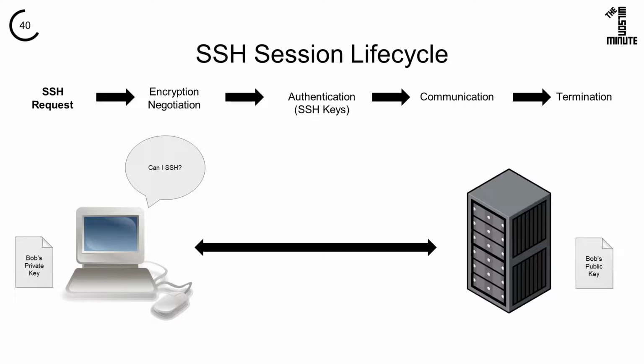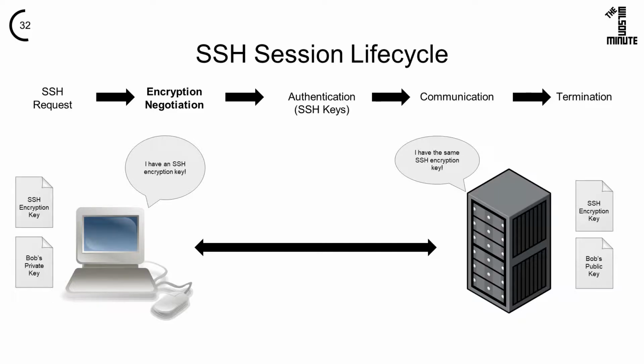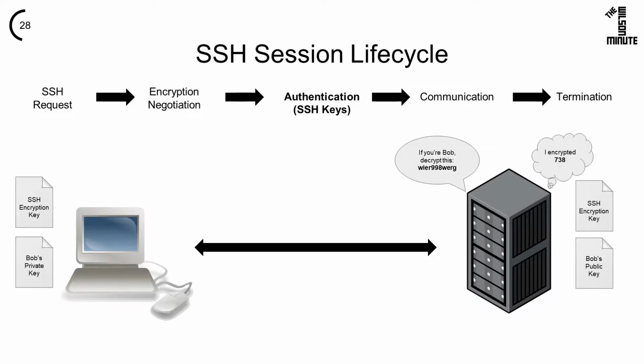First, the client asks the server if it can SSH. If it can, they use several algorithms to establish a shared secret that they can use to encrypt communications. Once encrypted, authentication begins. The client states who they are, then the server checks for the user's public key and uses it to encrypt a message that only the private key can decrypt. The server sends the encrypted message to the client and asks what it says.